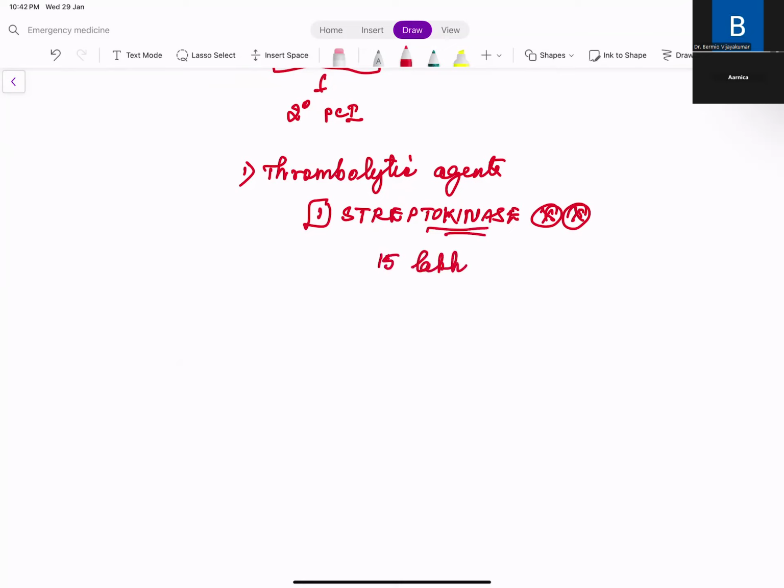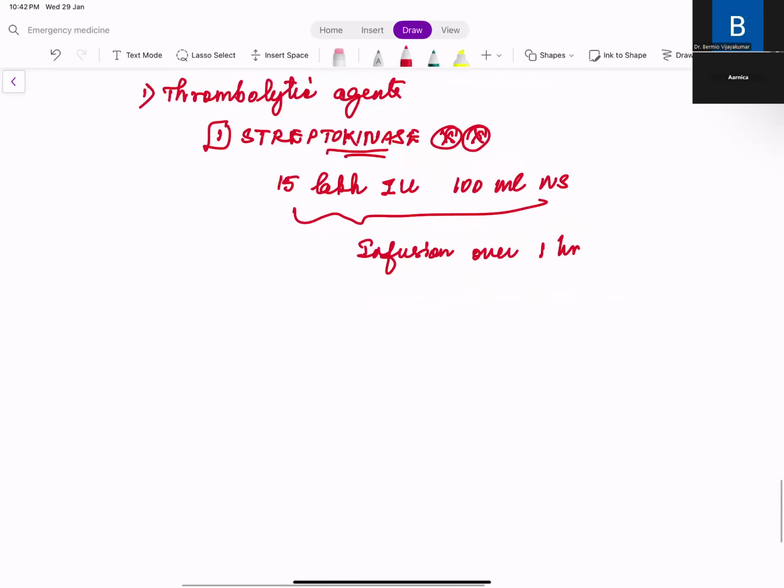It is 15 lakh international units. It comes as a powder. So you have to mix that in 100 ml NS, 100 ml normal saline, 15 lakh international units to be given as infusion over 1 hour. During this infusion, they should be monitored. BP should be monitored every 5 hours.